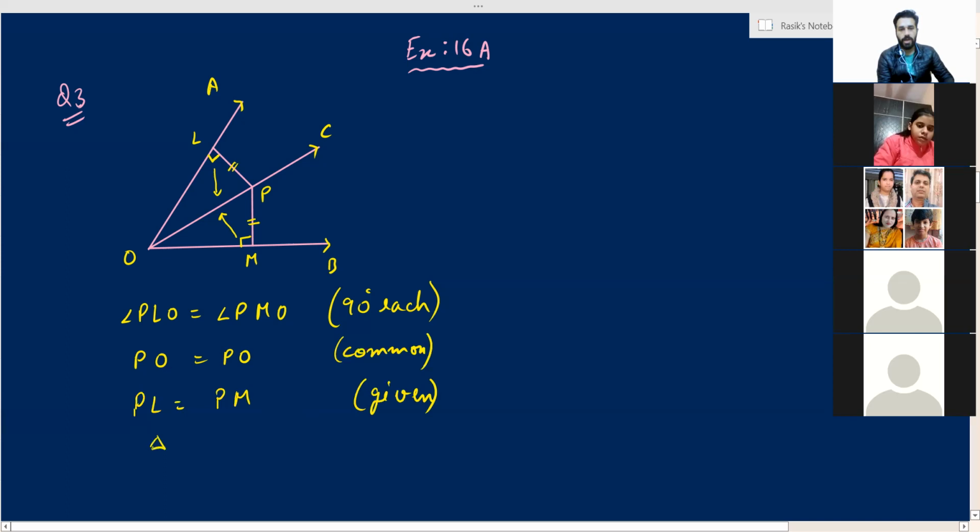And now we can say that the two triangles are congruent. Triangle PLO is congruent to triangle PMO. By which criteria, by which rule? Right angle, hypotenuse, and side. What is the rule? RHS. Using the fifth rule, RHS criteria, we can say that the two triangles are congruent to each other. Fine, all of you? Any doubt? No, sir. Easy question.